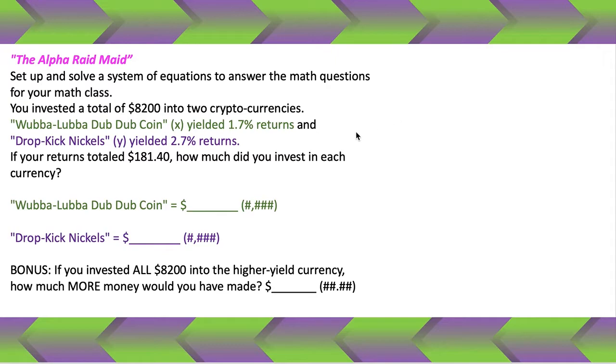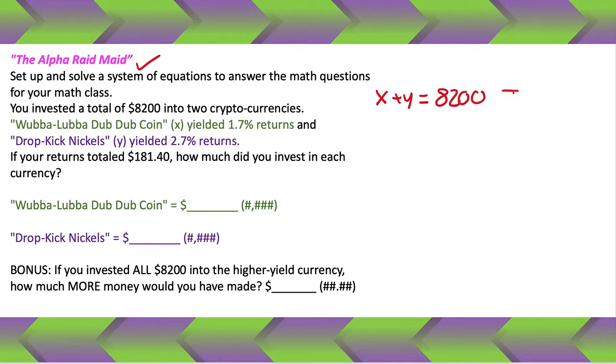All right, so we have a system to set up here, students. So let's go ahead and set that system up. Let's do one talking about the total amount of money. So X for Wubba Lubba Dub Dub and Y for Dropkick Nickels totaled $8,200. Okay. Then we've got to make another equation talking about the interest.